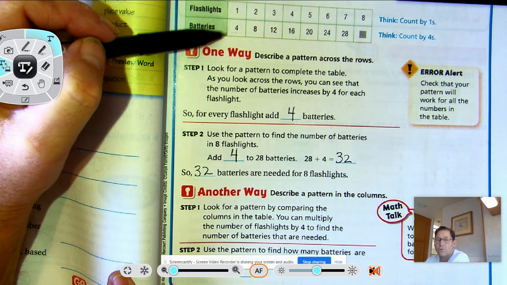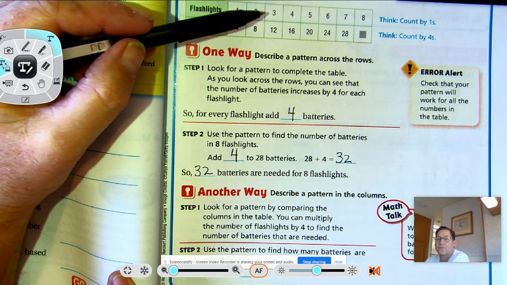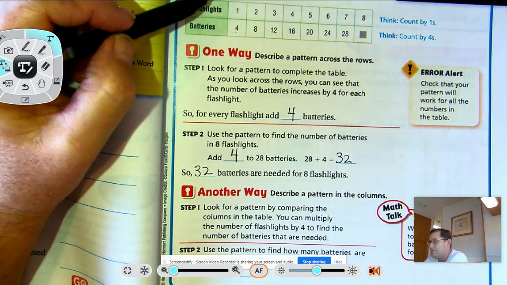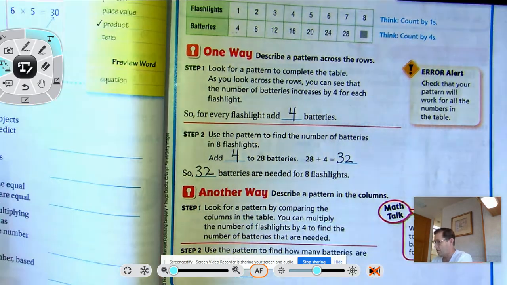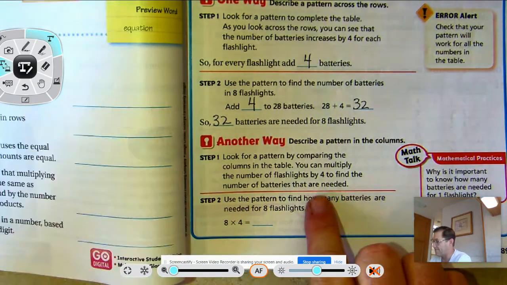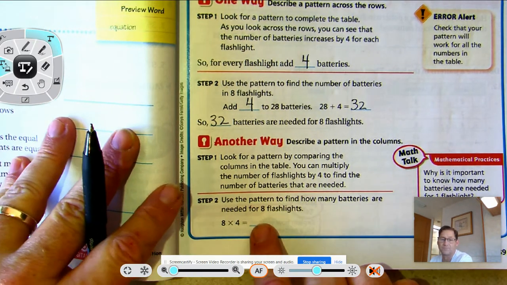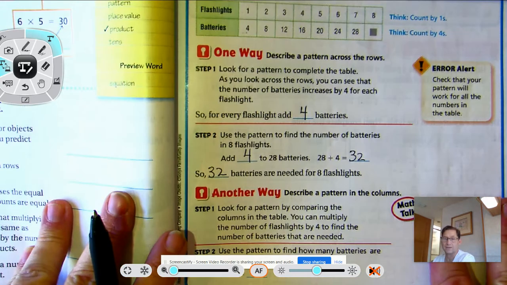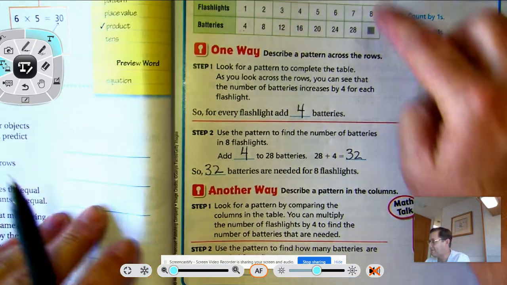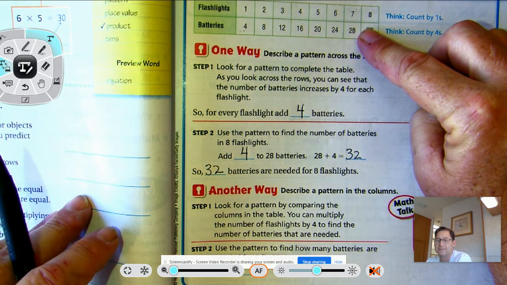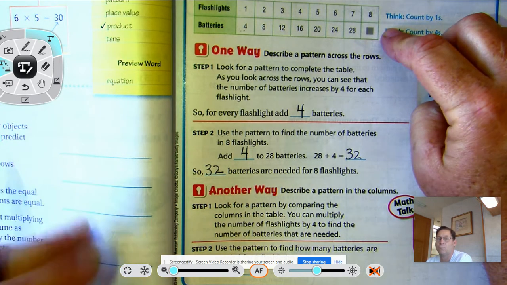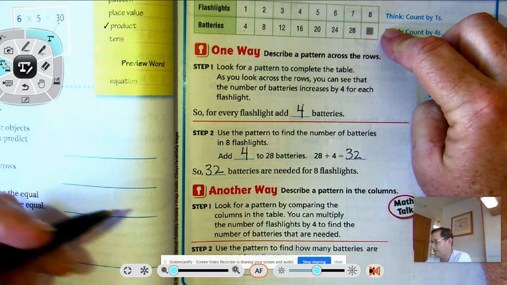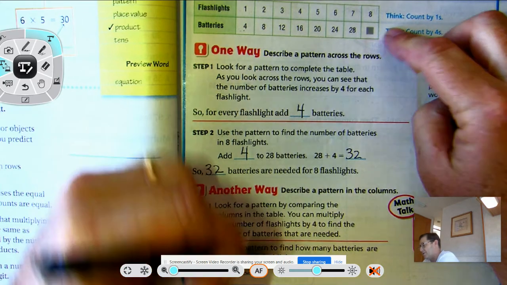So 1 times 4 is 4. 2 times 4 is 8. 3 times 4, 12, yes. Okay, so you can multiply the number of flashlights by 4 to find the number of batteries that are needed. Use the pattern to find how many batteries are needed for 8 flashlights. Well, if 7 times 4 is 28, 8 times 4 is one more set of 4s than 7 times 4. So 8 times 4 is 32.